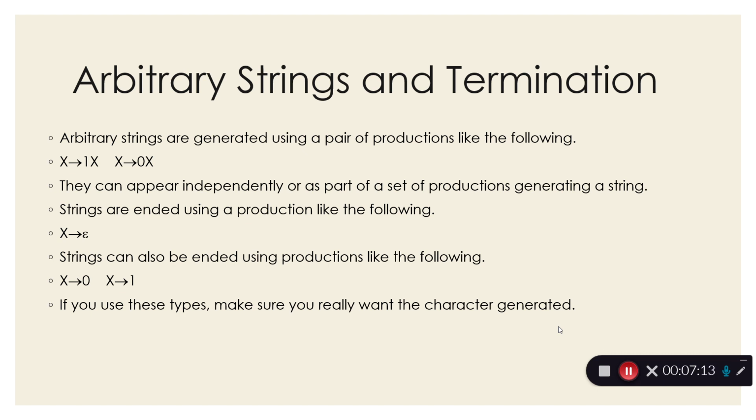Now you can also end your string by using productions of the form x goes to 0 or x goes to 1 or x goes to some terminal symbol. If you use these types, you better make sure that you really want that terminal symbol that you're going to generate with that. So think about that carefully. In some cases, it's pretty obvious that you can use those. In other cases, if you're wondering about whether it's okay and you're a little confused about it, just use the epsilon production, because that, quite frankly, is a little bit easier.